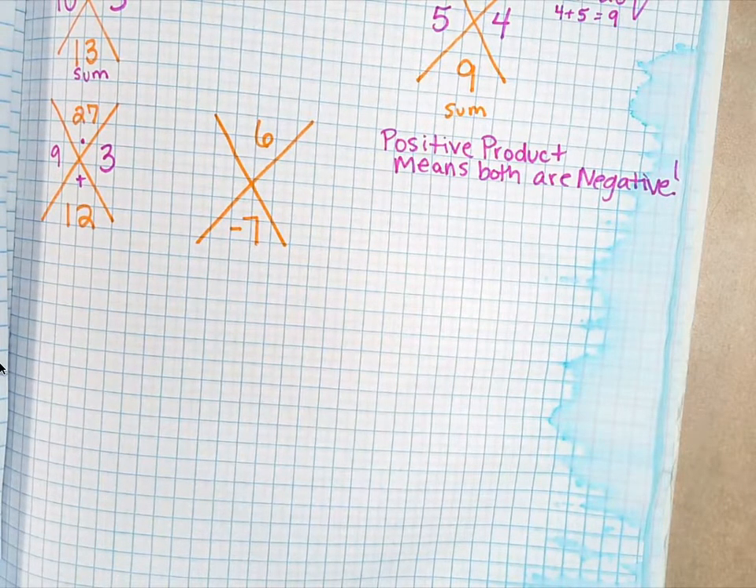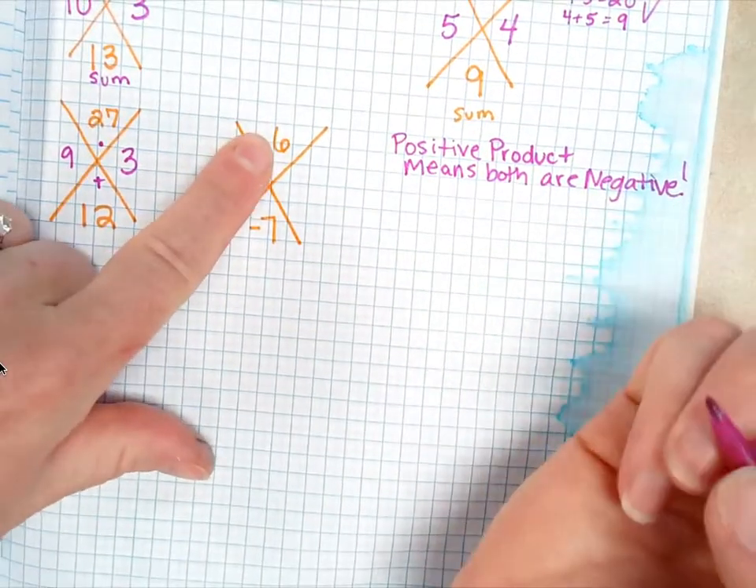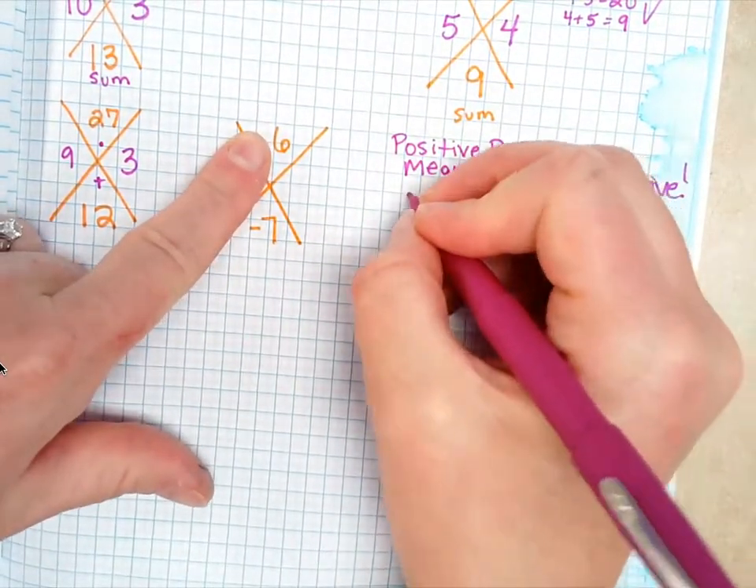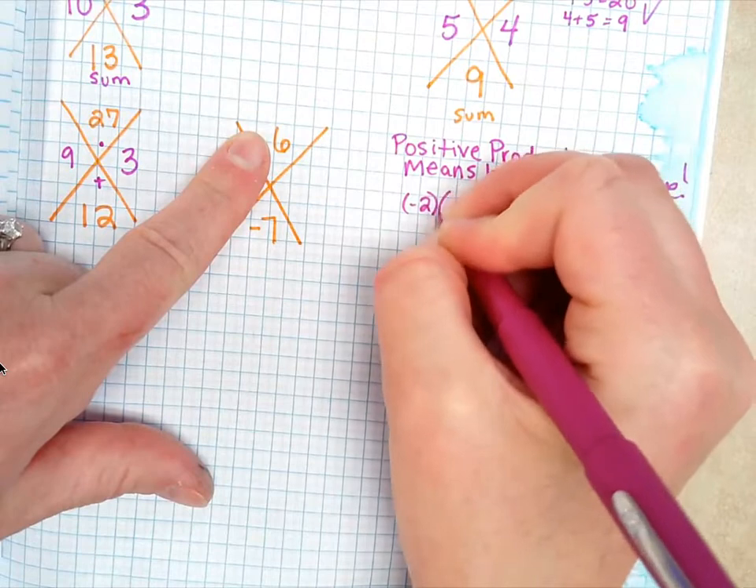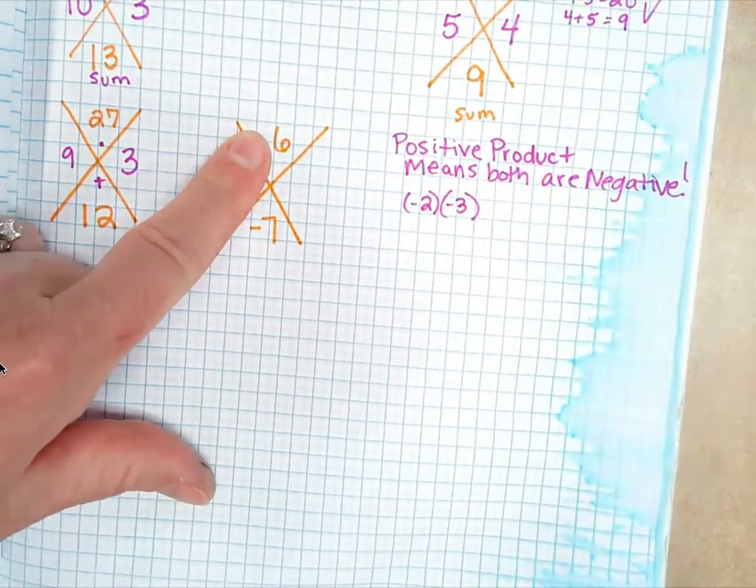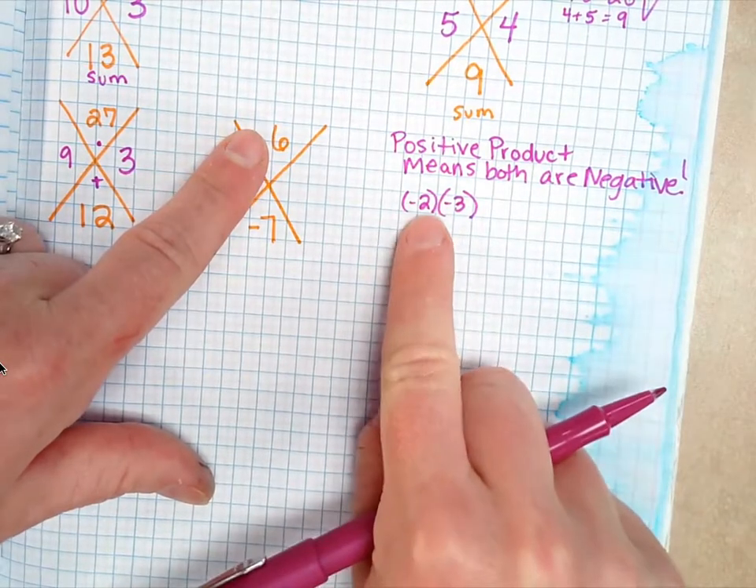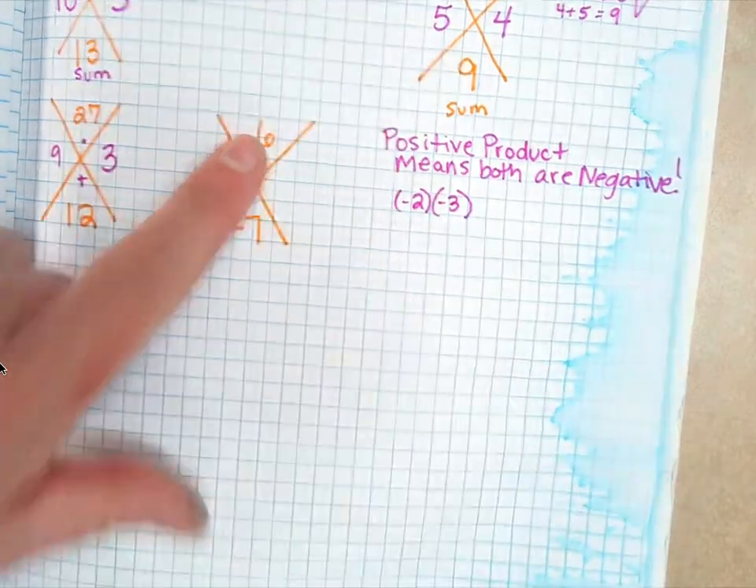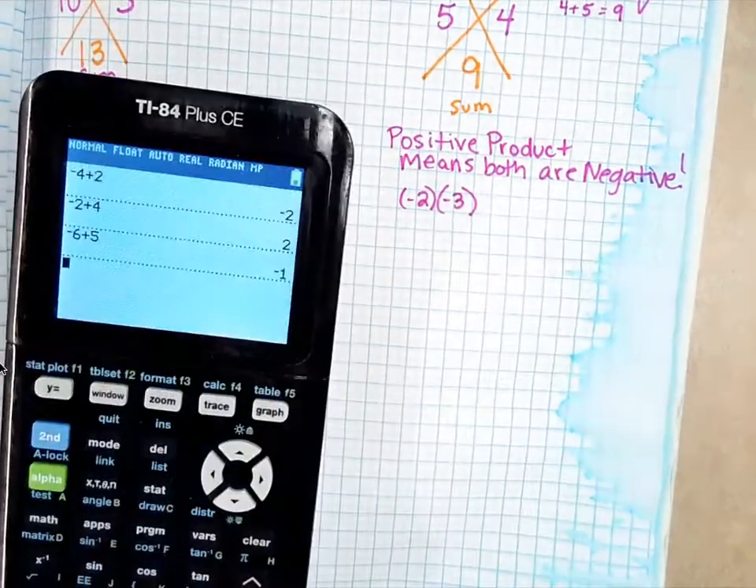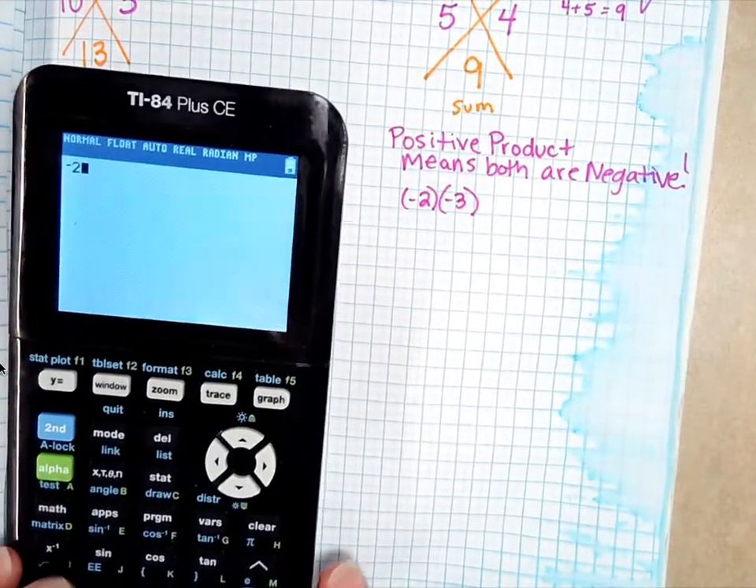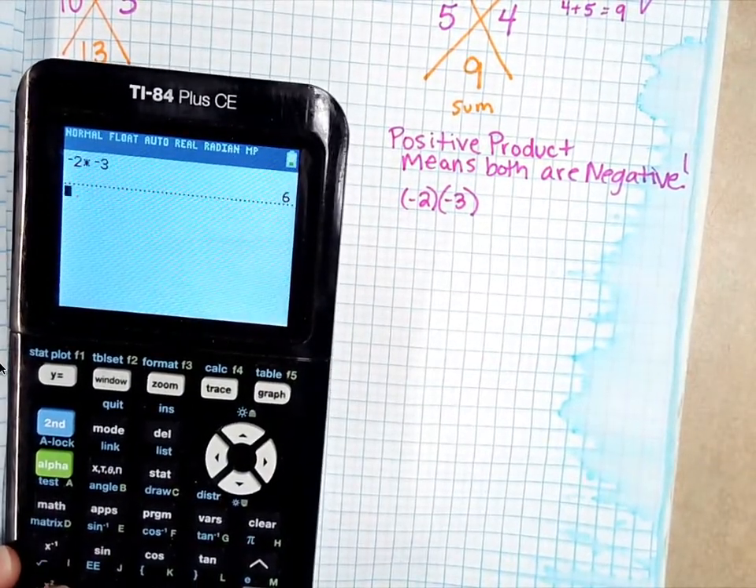Both means both are negative. So when I think about 6, I'm going to think about what 2 numbers, they both have to be negatives. So like negative 2 times a negative 3. That's a positive 6, right? And if you need to use your calculator to verify this, that might be helpful. Negative 2 times a negative 3 gives us positive 6.